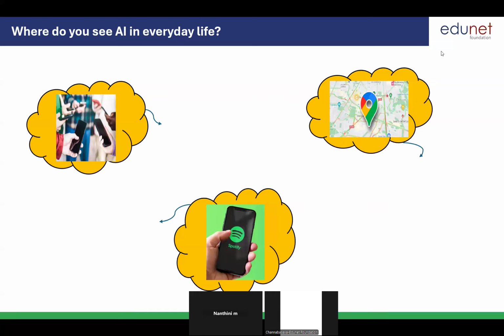Then coming to our Google Maps. What is the working mechanism of this Google Maps? Can anyone tell me?